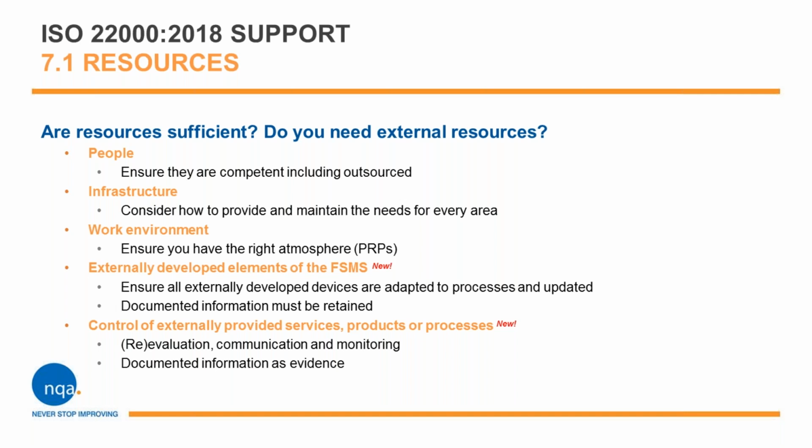But what does the standard mean by externally provided processes? This could be part of the processes of your organization. For example, if an external supplier or provider is doing part of your activities, like labeling, or maybe sorting raw materials, or doing irradiation, or packaging, then they are considered external providers of processes, and you need to evaluate them, you need to communicate your specific requirements, and you need to monitor them. You need to keep documented information that demonstrates that you are doing so.